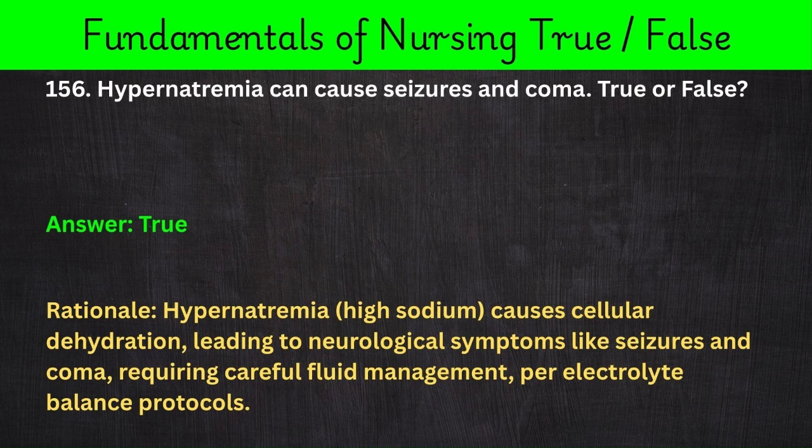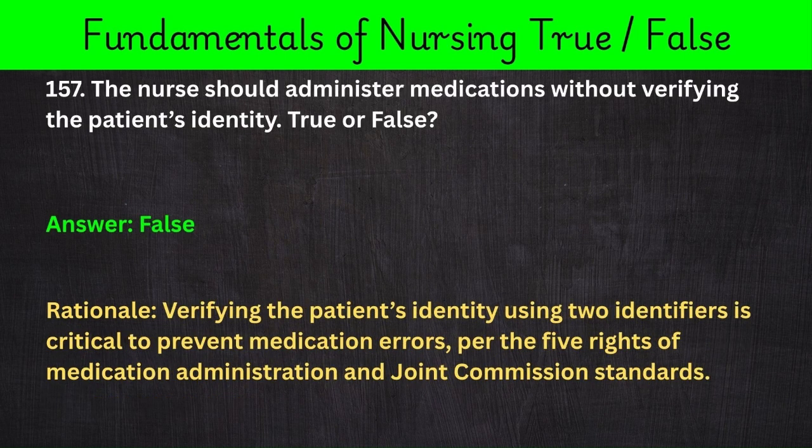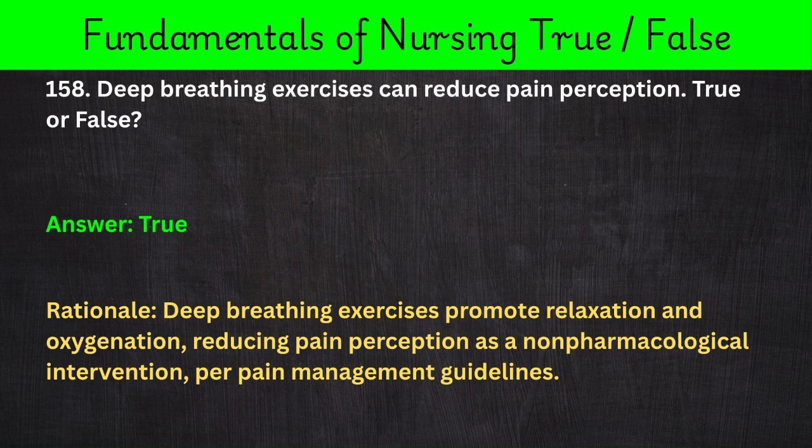157. The nurse should administer medications without verifying the patient's identity. True or false? Answer: False. Rationale: Verifying the patient's identity using two identifiers is critical to prevent medication errors per the 5 rights of medication administration and Joint Commission standards.